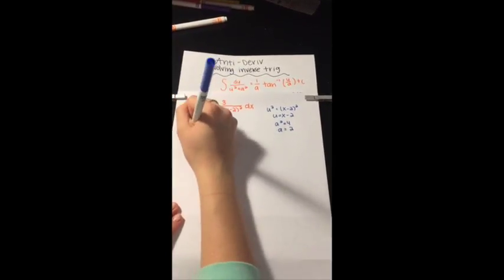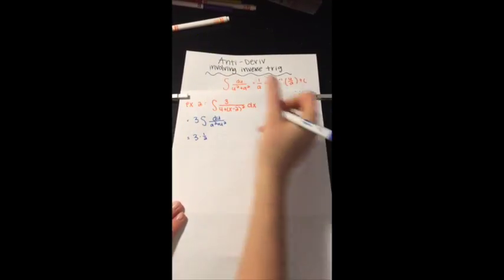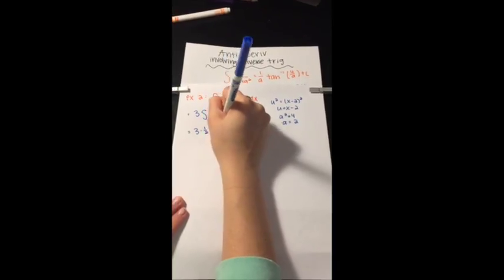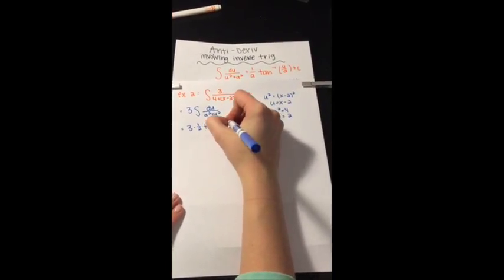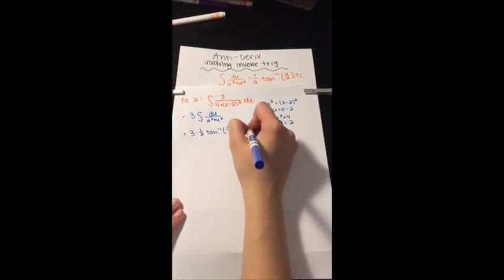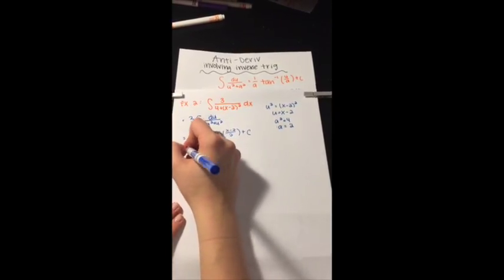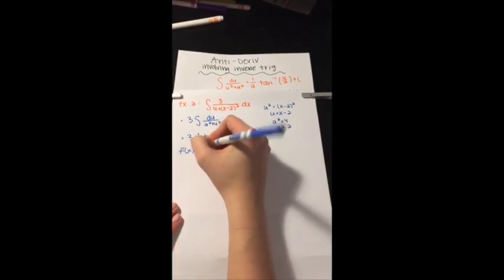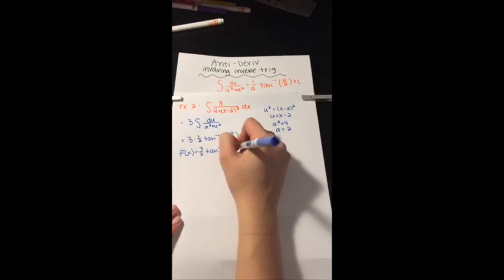And then 3 times 1 over 2, getting our 1 over a, inverse tangent, u over a, x minus 2 over 2, plus c. And then we're just going to do f of x, 3 over 2, inverse tangent, x minus 2 over 2.